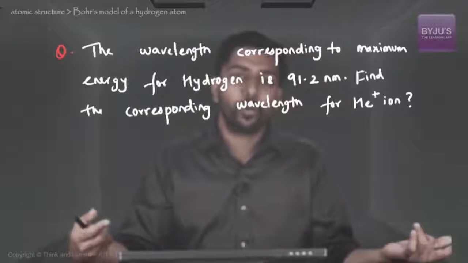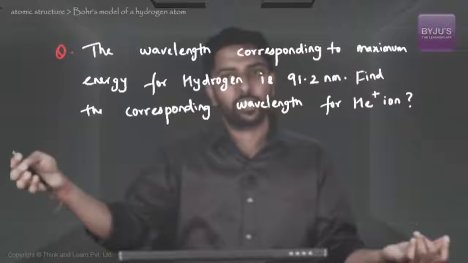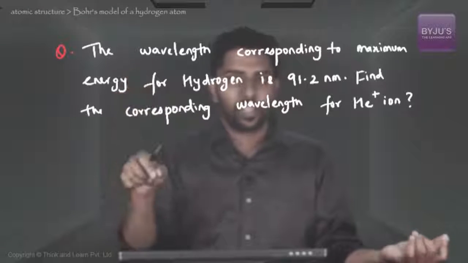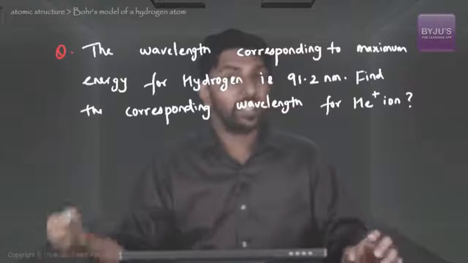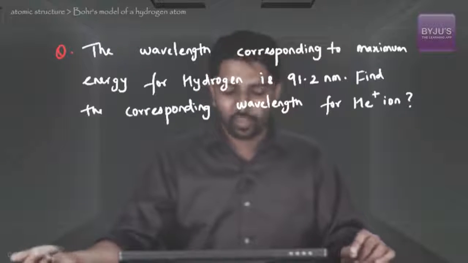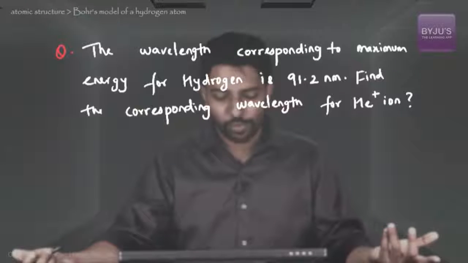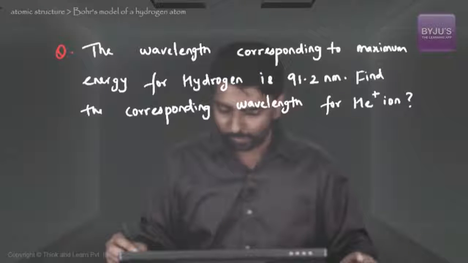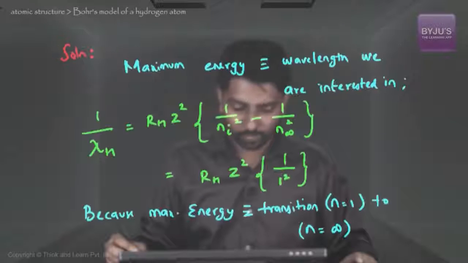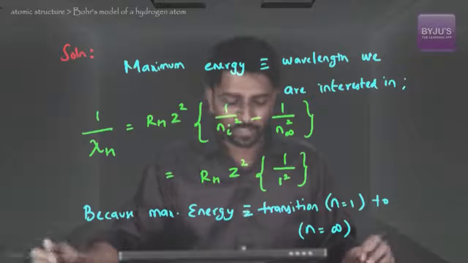than what it would take to remove the electron from its lowest state and put it in the highest, for a hydrogen atom. In the case of a helium ion, it is going to be more energy, which means smaller wavelength. So definitely our answer should be much smaller than 91.2 nanometers. So this much is pretty obvious. Maximum energy corresponds to the wavelength which we are interested in.